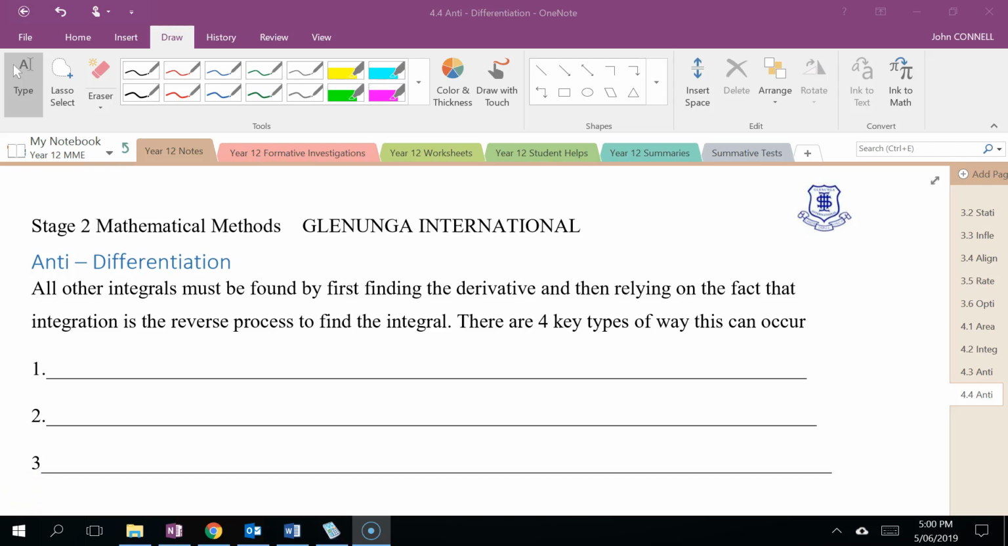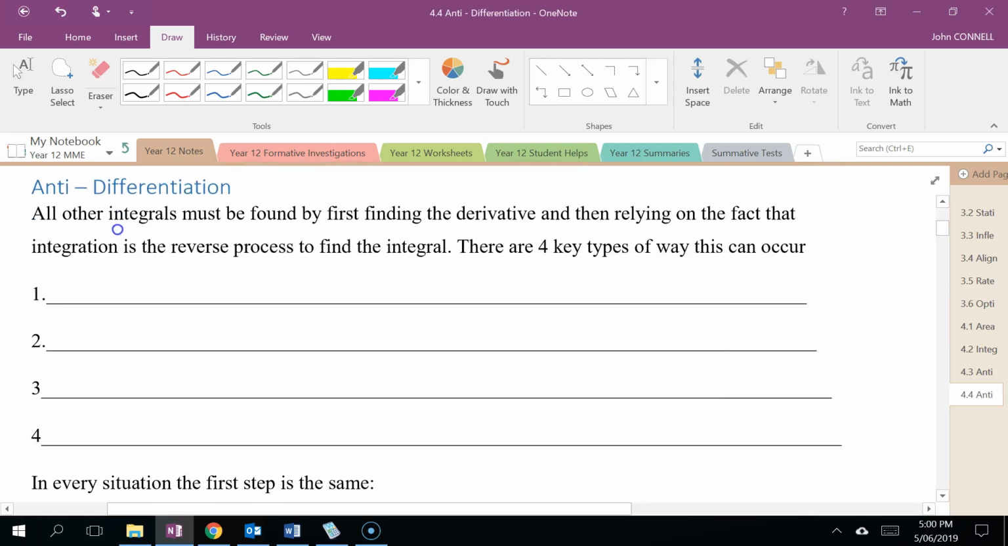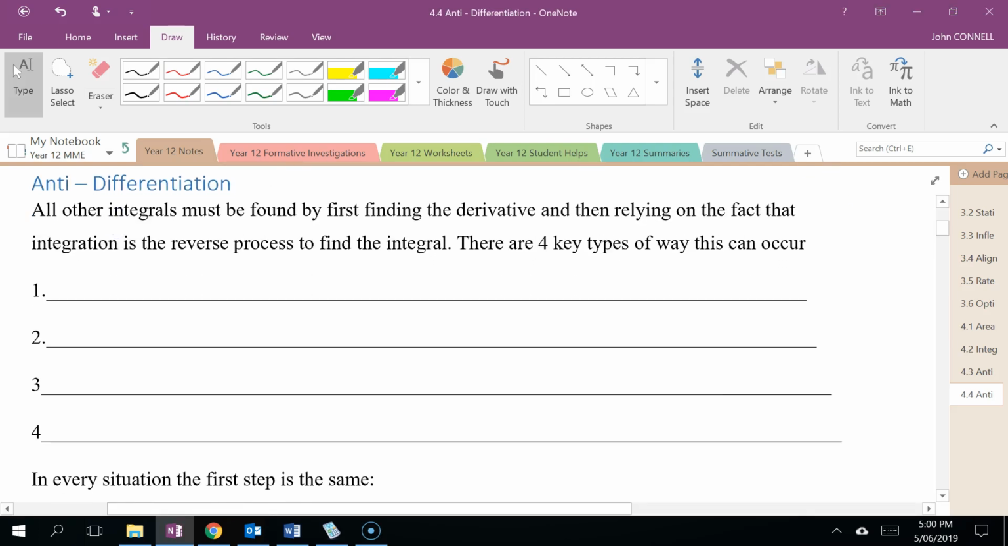Hi everybody, in this lesson today we're going to look at something called anti-differentiation, which says that if we're given a function and we find the derivative, and then we use the idea that integration is the reverse process to differentiation to help us actually find an integral. And so there are four key ways in which we can use this idea.